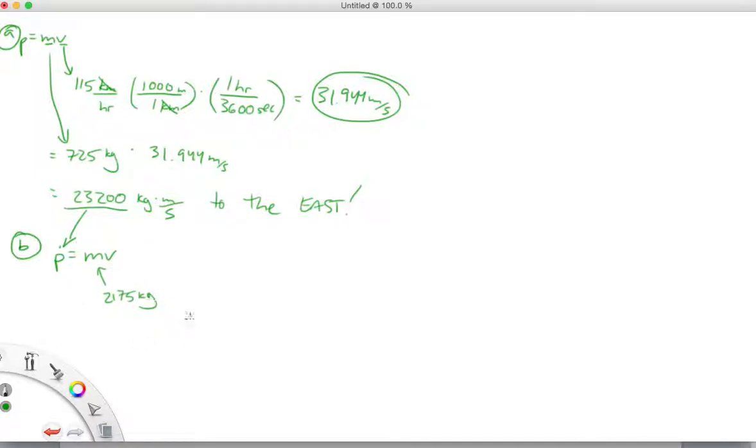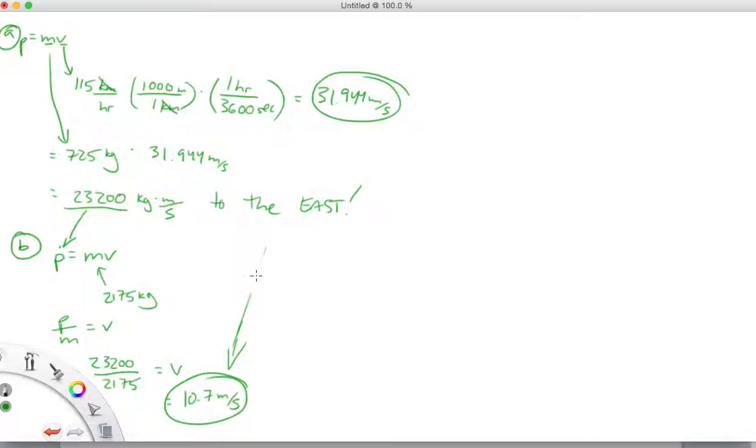So we want to find V. The first thing I'm going to do is rearrange this formula to find V. Just divide both sides by m. It's going to be P divided by m equals V. So this is 23200 divided by 2175, which equals V, which will equal 10.7 meters per second.